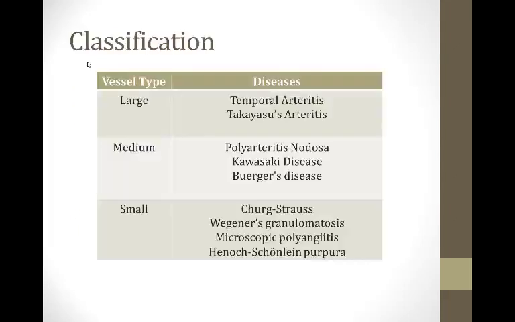We classify the vasculitis syndromes based on the type of vessel involved. So the large vessel syndromes are temporal arteritis and Takayasu's arteritis. The medium vessel syndromes are polyarteritis nodosa, Kawasaki's disease, and Berger's disease. And the small vessel syndromes are Churg-Strauss, Wegener's granulomatosis, microscopic polyangiitis, and Henoch-Schönlein purpura. And we'll go through each of these in this module today.